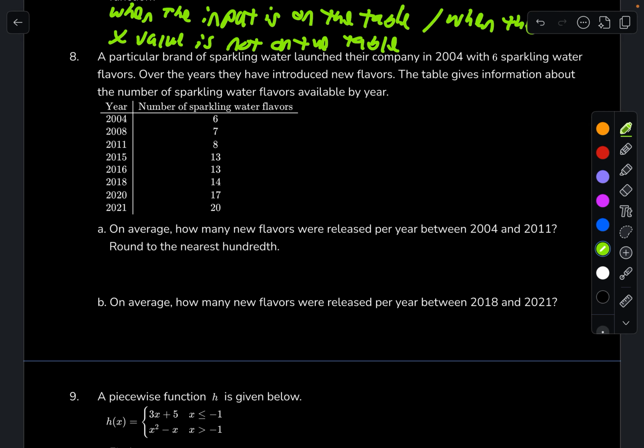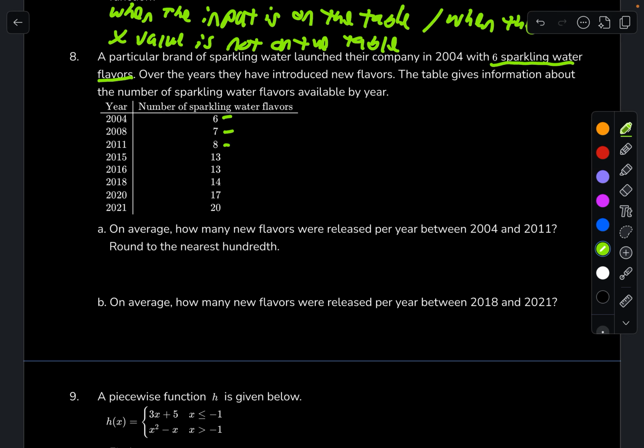Question 8, a particular brand of sparkling water launched their company in 2004 with 6 sparkling water flavors. Over the years, they have introduced new flavors. The table gives information about the number of sparkling water flavors available by year. So in 2004, they had 6. Then 2008, they had 7. 2011, they had 8, and so forth.